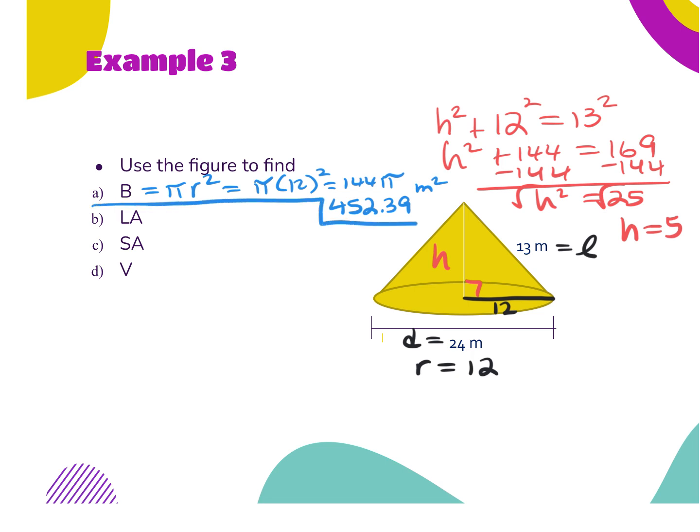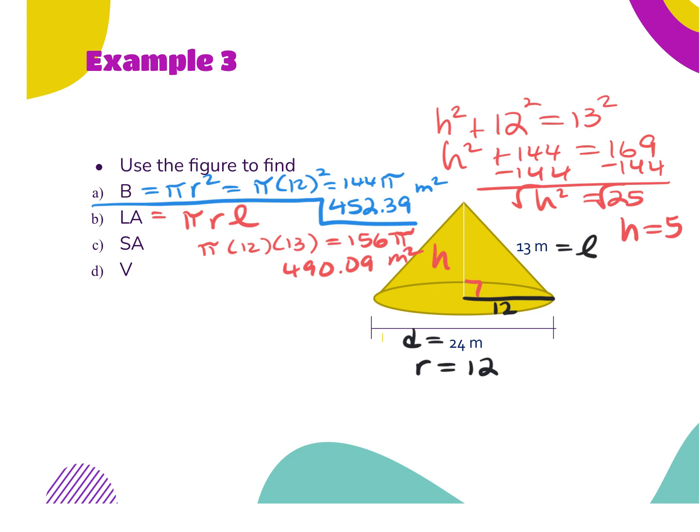For the lateral area, that formula is pi times the radius times the slant height. And that was all given to me from the beginning. So my radius is 12 and my slant height was 13. 12 times 13 is going to be 156 pi. Rounded to the hundreds place, 490.09, and these are both, again, meters squared.